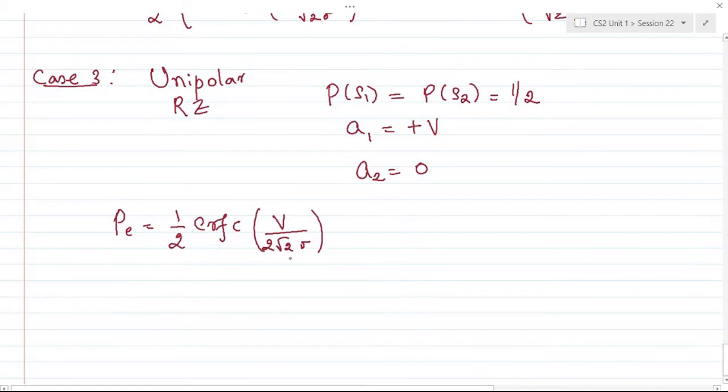If you're taking return to zero, then A1 should be plus V for half the time and 0 for half the time. Sorry, this is the case with non-return to zero. So this is over the complete time period 0 to T. Thanks for noting that down. So we'll be taking only NRZ for this discussion.